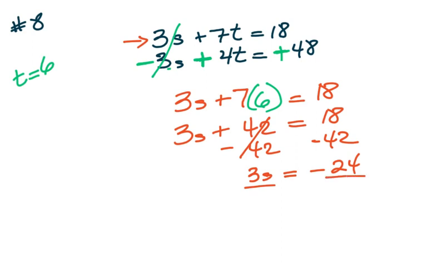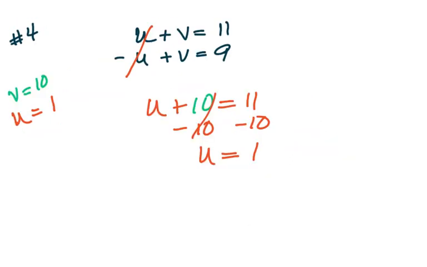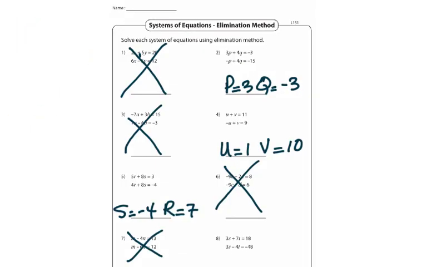I divide by 3, and S is going to equal negative 8. So S equals negative 8. So when I go back, I'm going to say that T equals 6 and S equals negative 8.